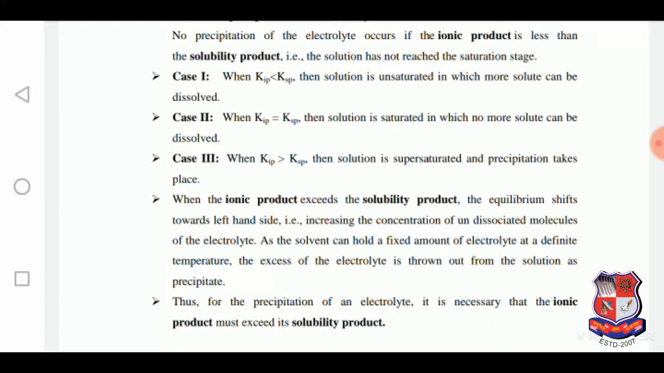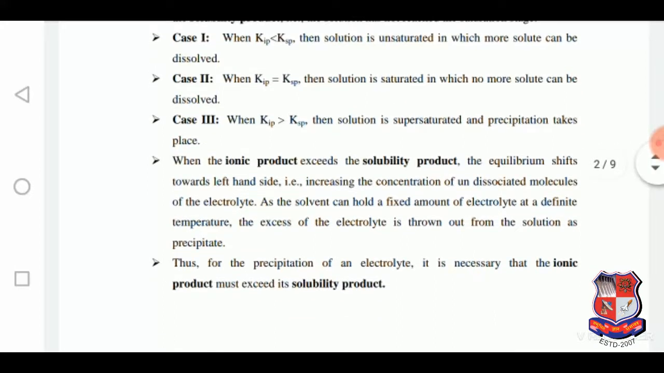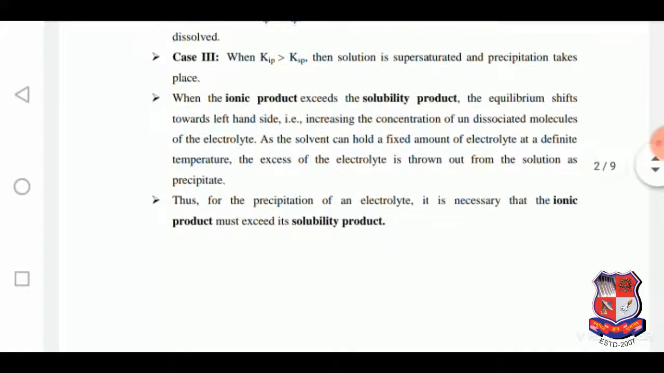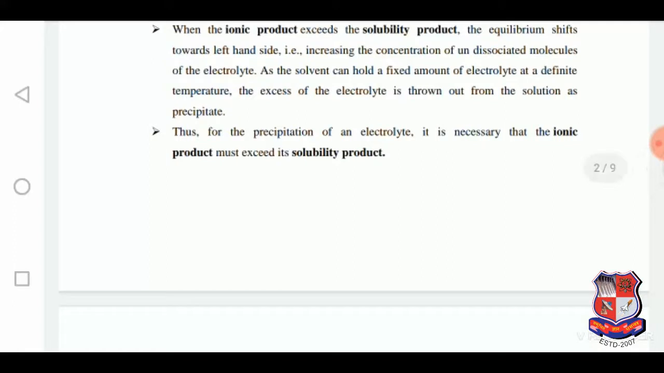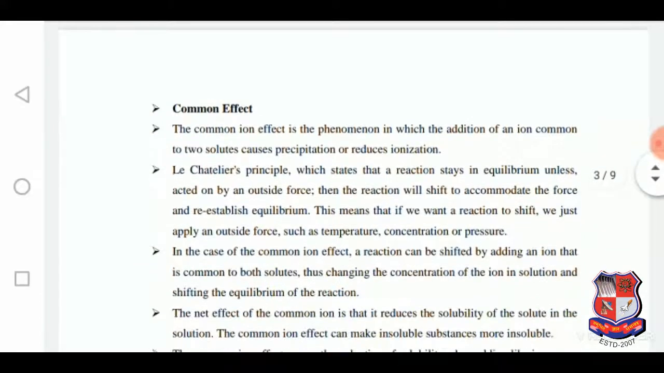When the ionic product exceeds the solubility product, the equilibrium shifts towards the left-hand side, increasing the concentration of the unionized, undissociated molecules of the electrolyte. As a solvent can hold a fixed amount of electrolyte at a definite temperature, the excess of electrolyte is thrown out of the solution as a precipitate. Thus, for precipitation of the electrolyte, the ionic product must exceed the solubility product.